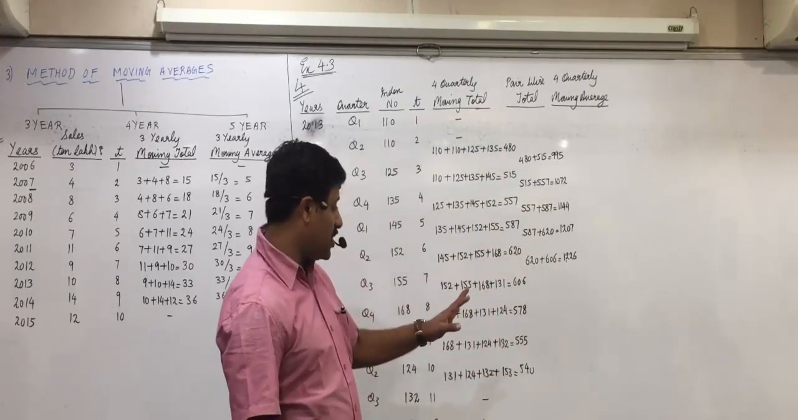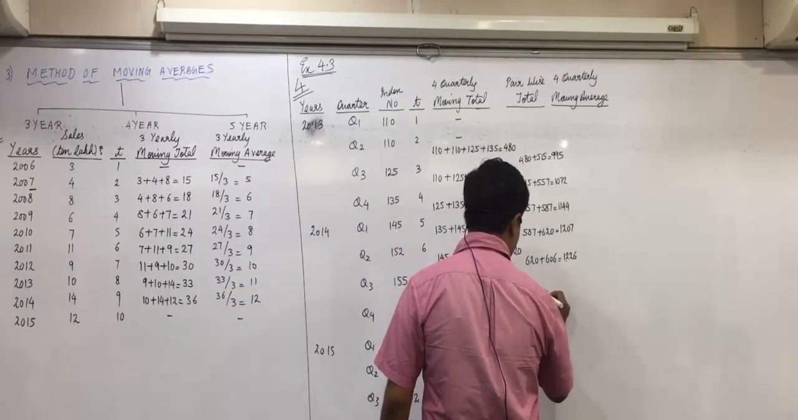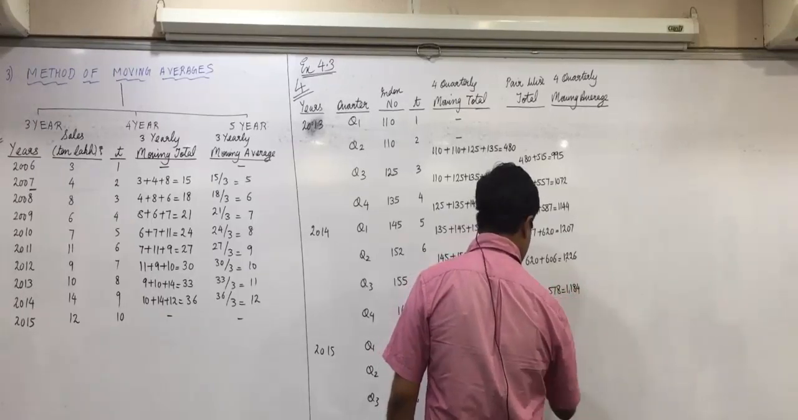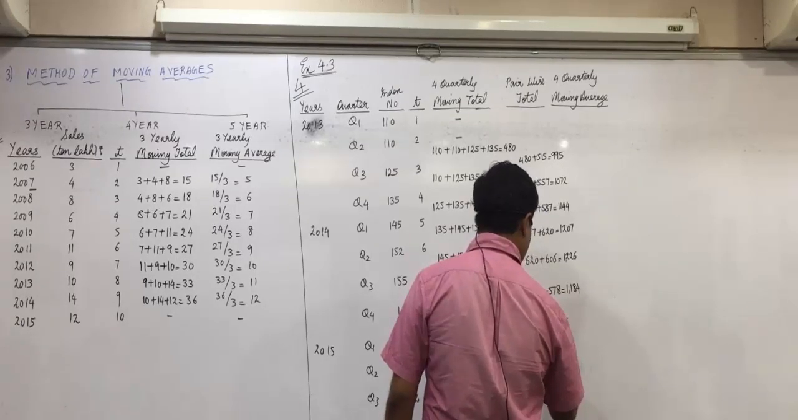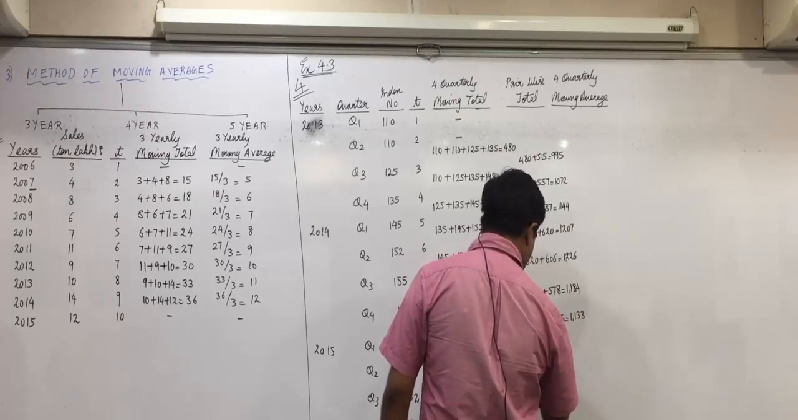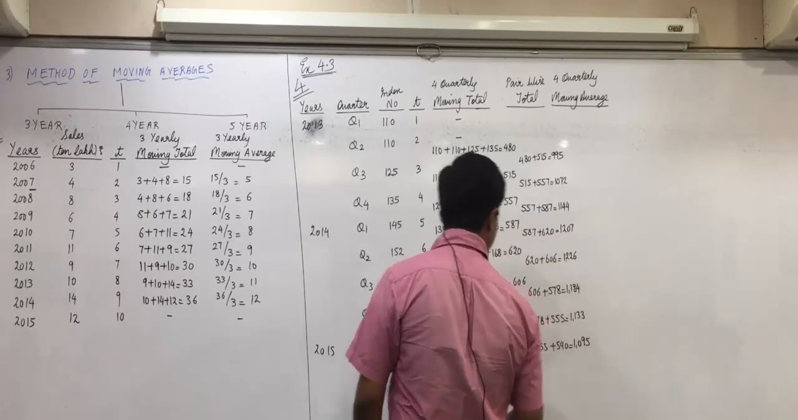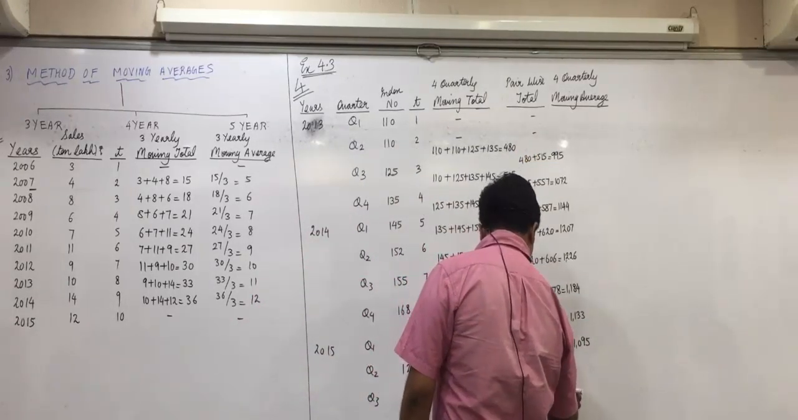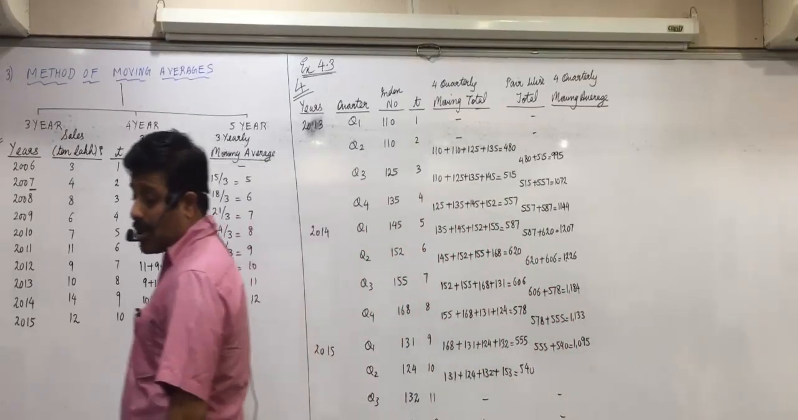Is it 1126 or 1226? 1226. 606 plus 578, 1184. 578 plus 555, 1133. And 555 plus 540, 1095. First two will be blank and last two will also be blank. So did you all understand this portion, everyone?